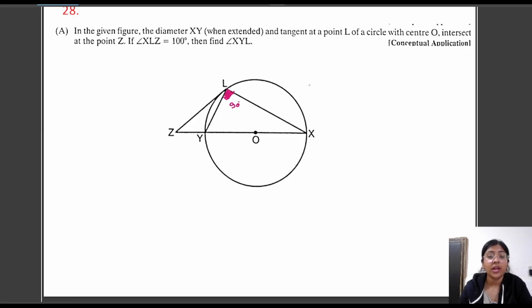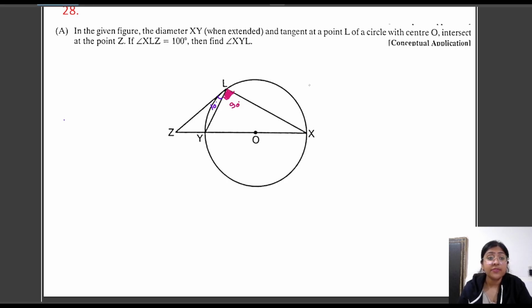Now, the complete angle XLZ is given as 100. So the remaining is this angle. This will be equal to 10 degrees. Yes or no? That's why their sum must be 100. Okay, so this is 10 degrees.